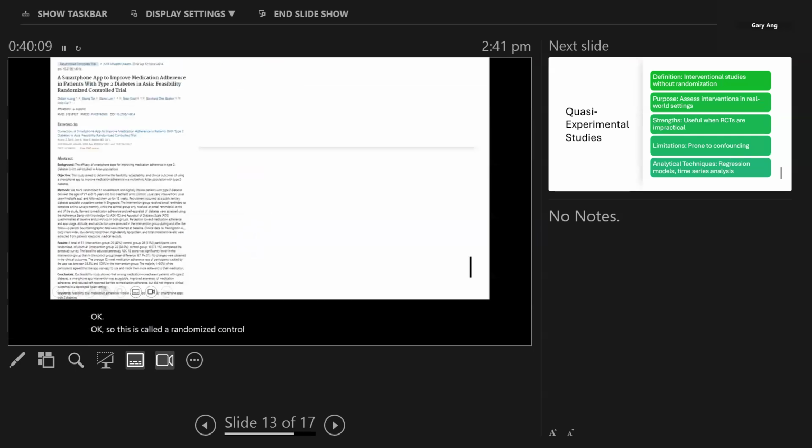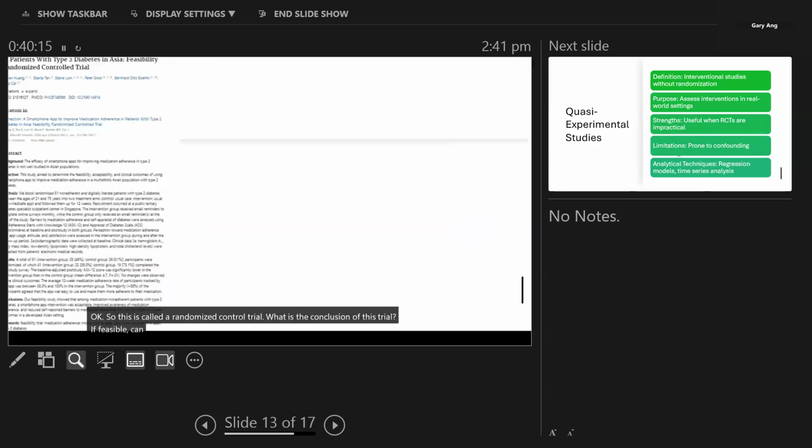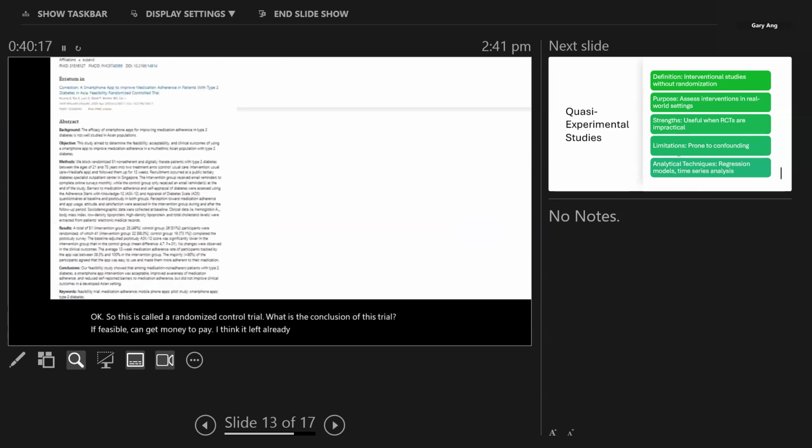What's the conclusion of this trial? It's feasible. Can get money to pay. Conclusion is this shows that those with poor compliance with type 2 diabetes, you can use a smartphone app. They will use it, it's acceptable for them to use it. But it did not improve clinical outcomes.